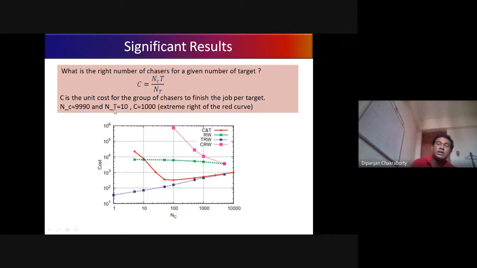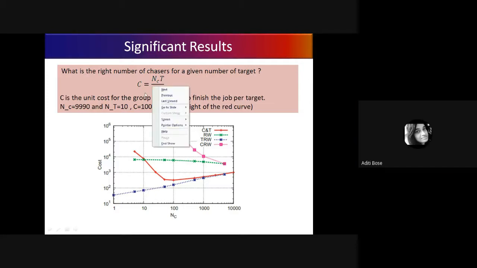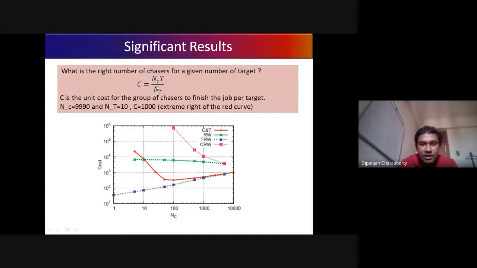So here what would be the dynamics? In the next time step, all the targets will be killed. So at t equal to 1, all will be killed, right? So if we calculate this cost function, that will be Nc times the total catch time, which is 1, because in the next time step all will be captured. So Nc into T divided by Nt. Basically 9,990 into 1 divided by 10 will give you about 1,000. So here the value is 1,000.